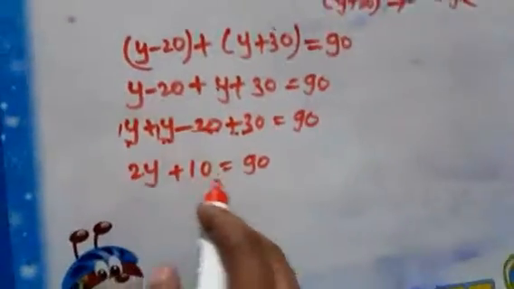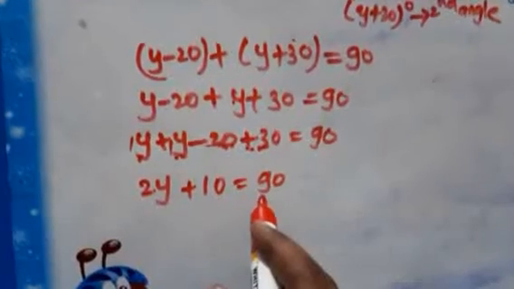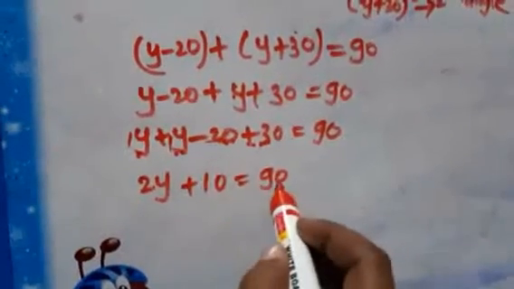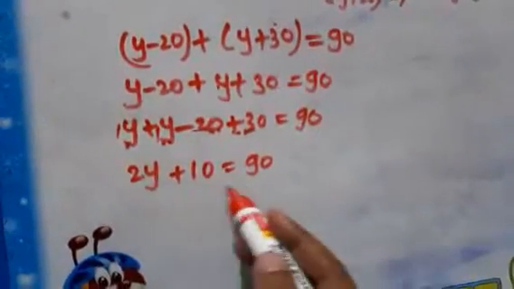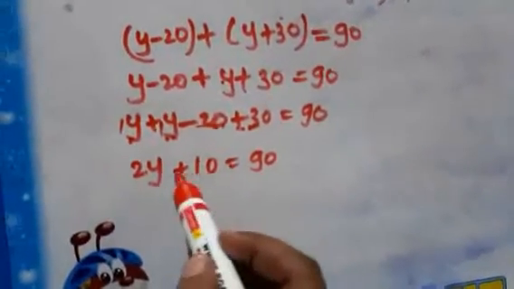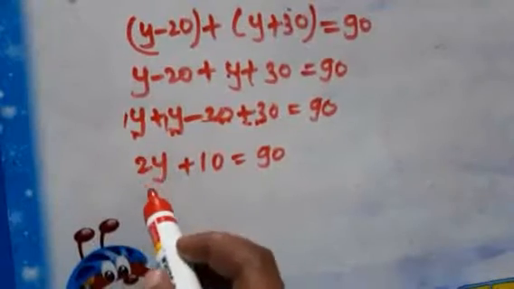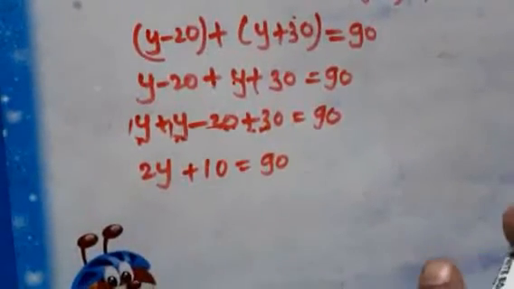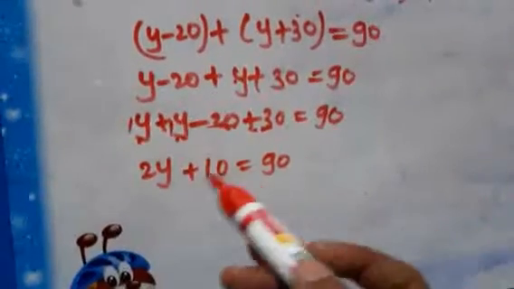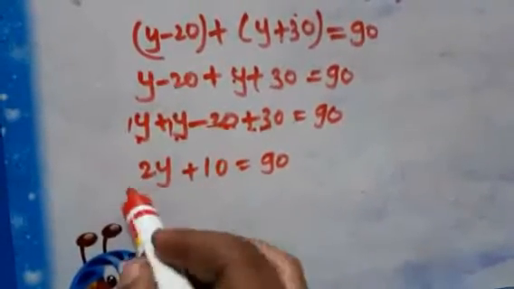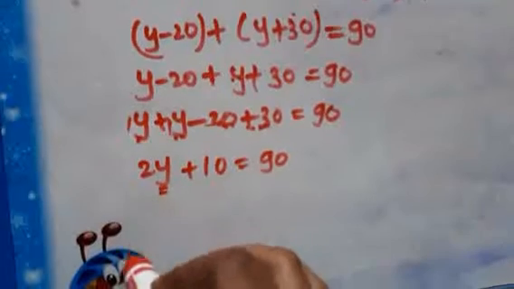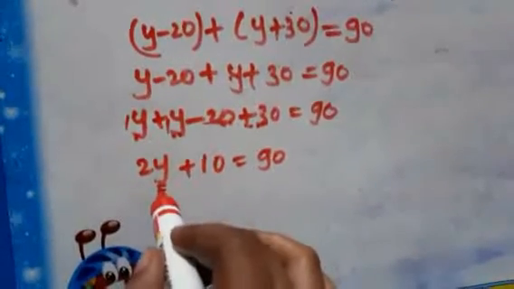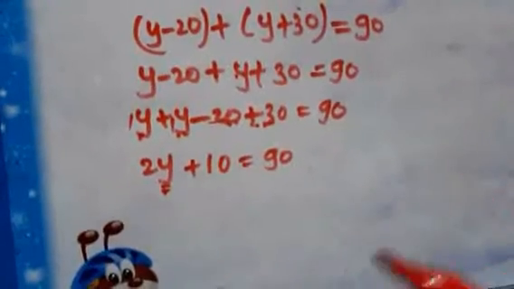So 2y plus 10 is equal to 90 degrees. Now this 10 we will shift to this side. Whenever such equations come, what we do is try to keep the letter on one side, only the letter, and shift all the remaining numbers to the other side, so that we get the value of the letter. Now in this equation, what is the letter? y. So on this side we will try to keep only y, so that we get y equal to something.